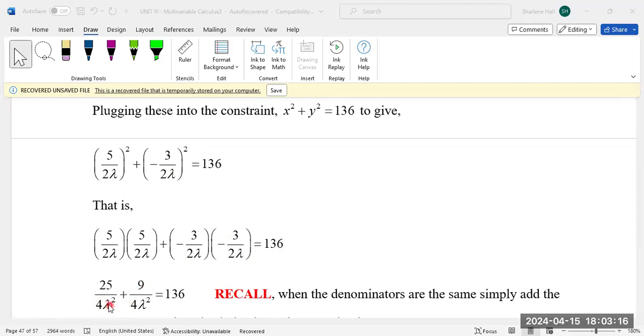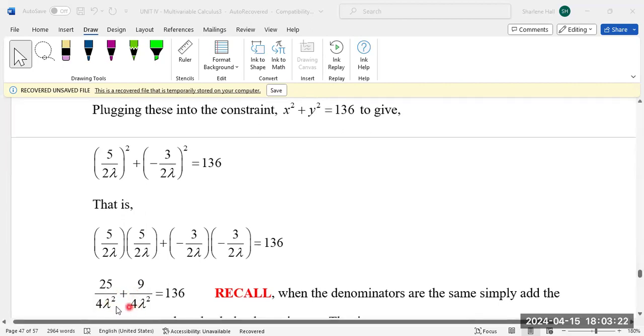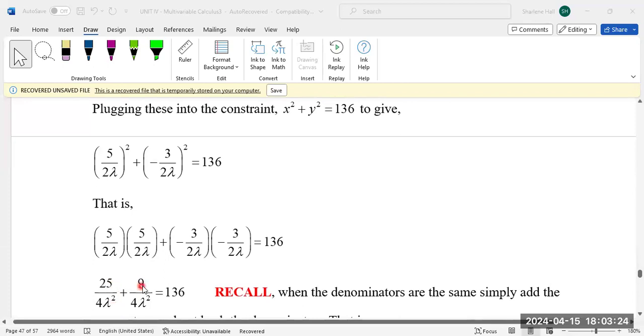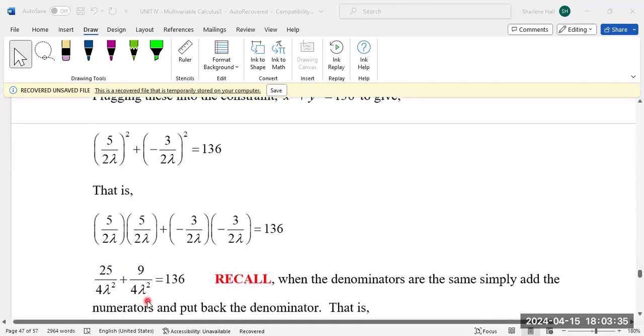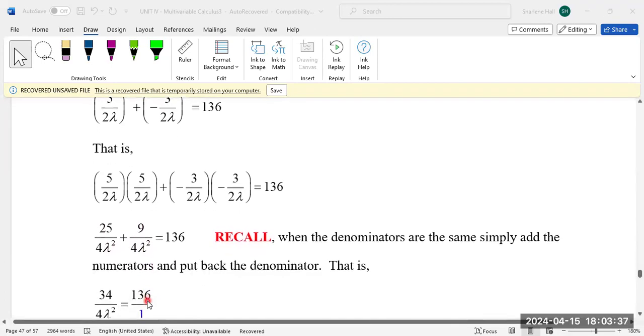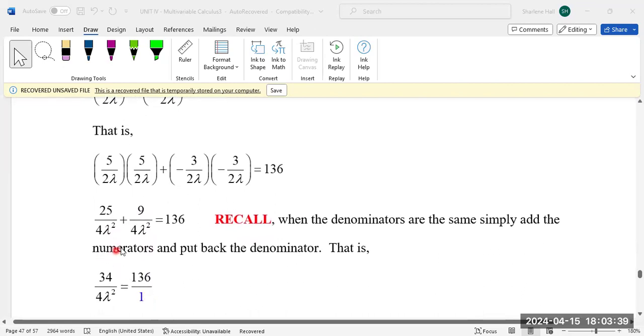Now, if I have 2 fractions, I go for a single fraction. And besides, the 2 denominators are the same. So all I have to do is add the numerators and put back the denominator. So 25 plus 9 is the same thing as 29 plus 5. So that will look like 34 to me. So we're going to have 34 over 4 lambda squared. See? I left off the squared. 34 over 4 lambda squared is equal to 136.